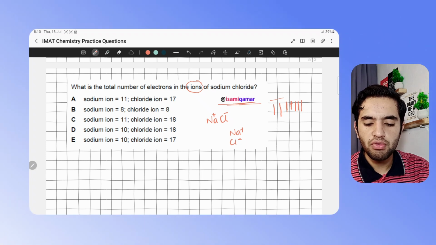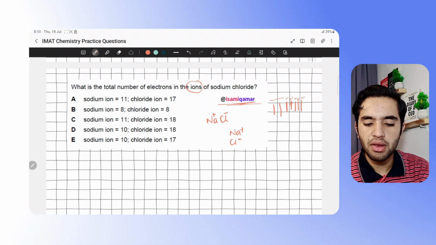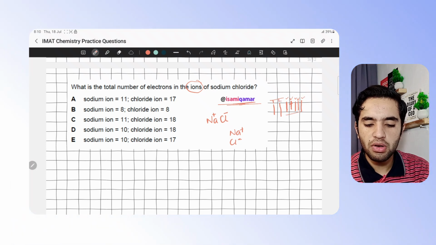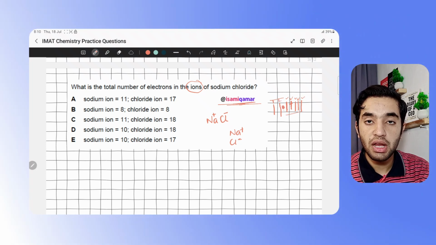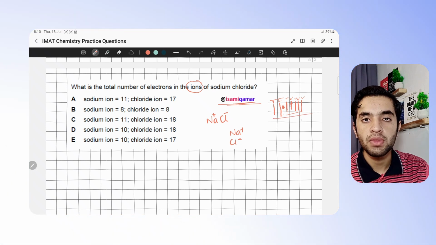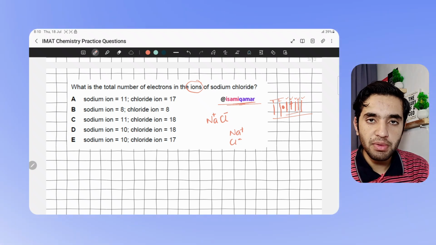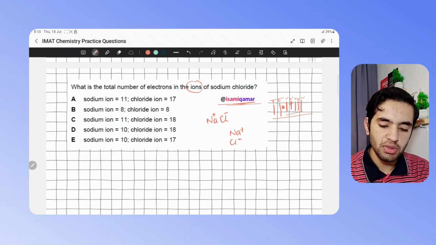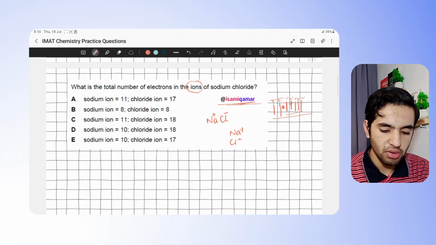Fourth group, 4, 5, 6, 7 and then 8. So there will be 1 and 2. Then in between there will be transition elements. You have to remember some transition elements because they have some characteristics. I don't want to explain more, but let's go back to our question.